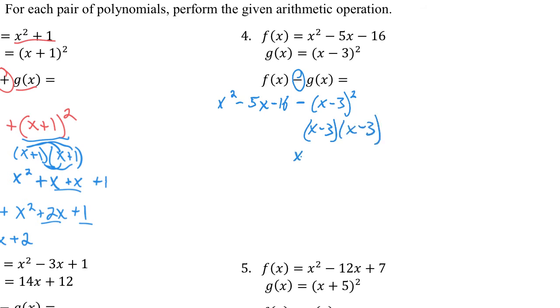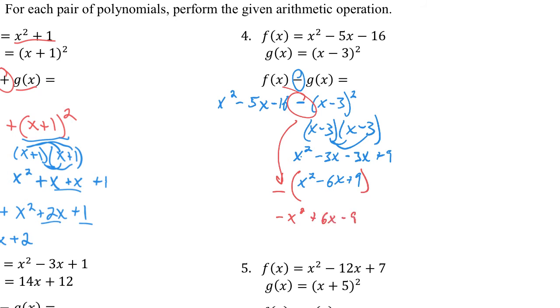So distribute that, x squared, x times negative 3, another negative 3x, and then positive 9. Combine those like terms. Now since this is subtraction here, this has to affect all of this. So that means I need to change all those signs. So that negative is going to make a negative x squared, positive 6x, and a negative 9. Then I'm going to drop down the f of x and combine like terms. So negatives change signs for the entire function. Okay, but not until you've done the square, if there is a square.